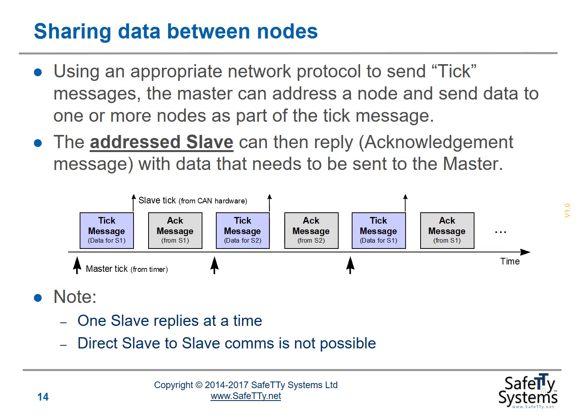So we're sending alternate tick messages and acknowledgement messages over the system. One slave replies at a time, and all the communication is directed via the master node in this particular configuration of a shared clock design.